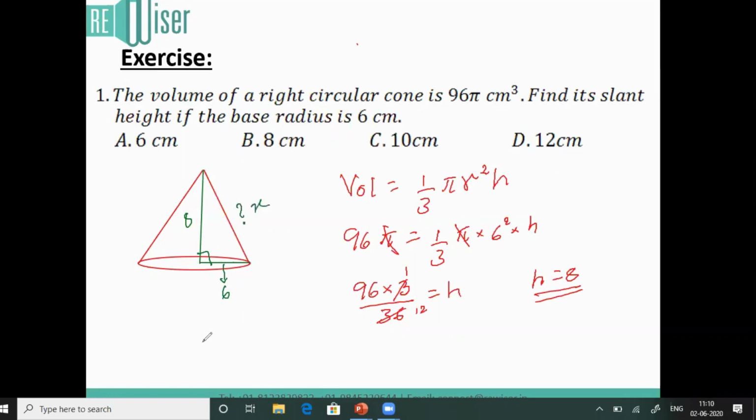So by Pythagoras theorem, I can say x squared equals 8 squared plus 6 squared. If you solve this, x equals the square root of 8 squared, which is 64, plus 6 squared, which is 36. So it is root of 100, which is nothing but 10 centimeters, the length of the slant height. So that is the reason it should be option C.